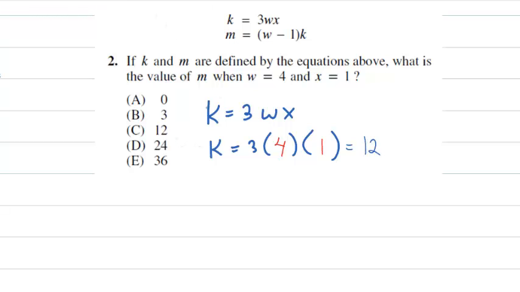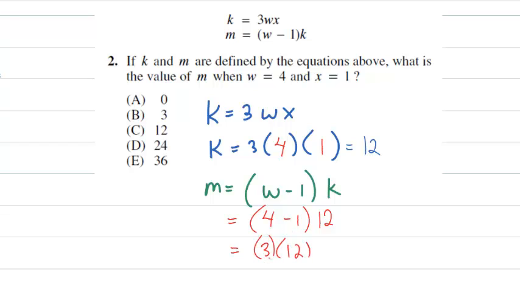Now we'll turn our attention to the M. M equals (W minus 1) times K. Well, we know that W is 4. And we're saying that K is 12 because that's what we just figured out. So M equals (4 minus 1), which is 3, times 12, which is 36. So the final prompt here in this problem is asking us, what is the value of M in this situation? And we've determined that M is equal to 36.